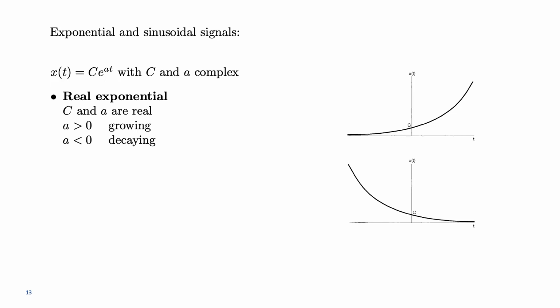The first one is the case of a real exponential. When c and a are both real, then we obtain a real exponential. There are two cases. Positive a, which corresponds to a growing exponential, and negative a, which corresponds to a decaying exponential. You see this represented in the figure on the right. The top example is for positive a, it's a growing exponential. And the bottom is for negative a, it's a decaying exponential that slowly, or actually pretty fast, goes to zero.